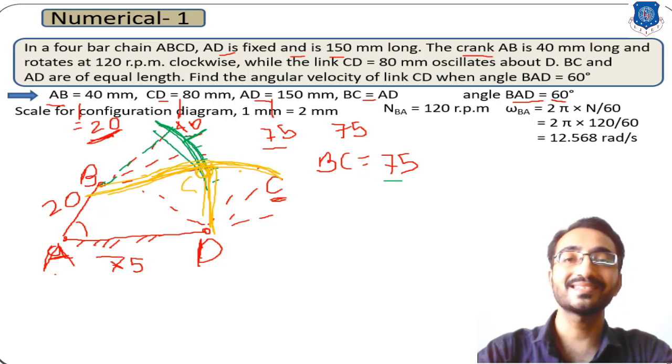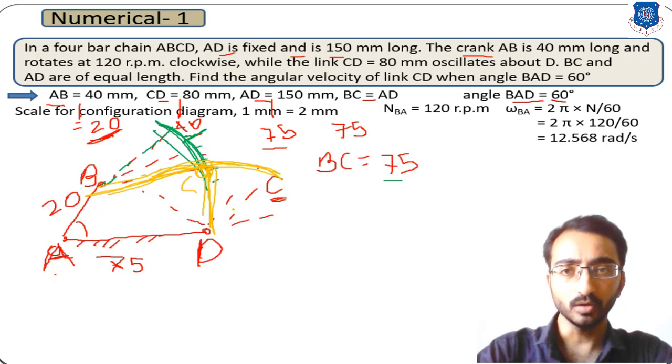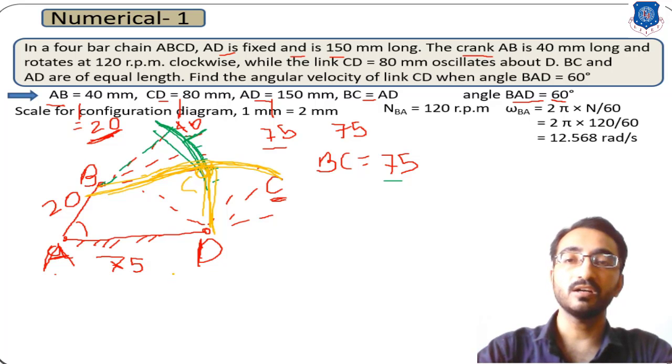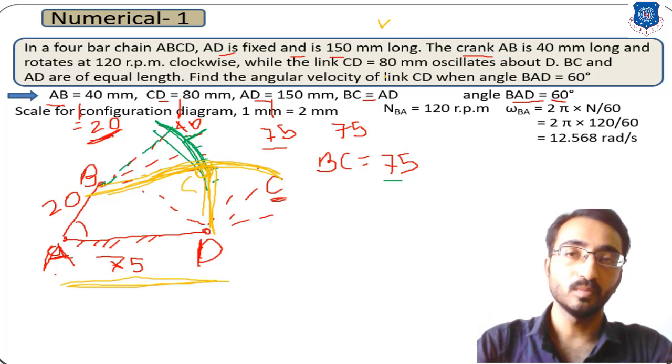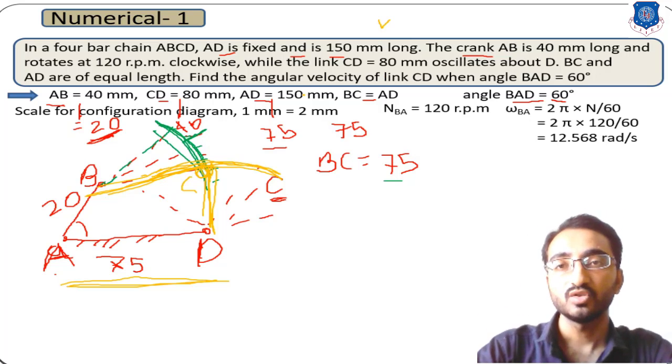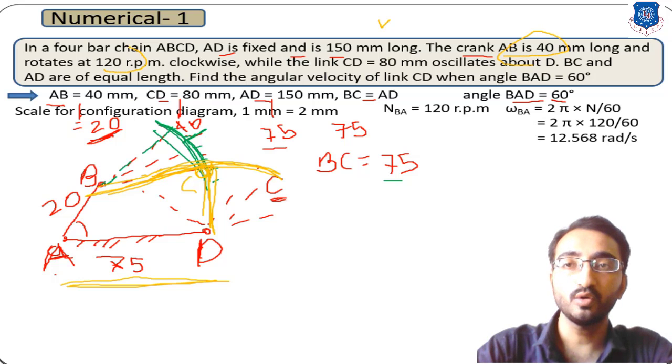In this way we can sketch the configuration diagram for any mechanism, either a 4-bar chain mechanism or a single slider mechanism. So after sketching this configuration diagram, that is the arrangement of your links and how your 4-bar chain mechanism will look, now you have to calculate velocity. To calculate velocity you must have the velocity of at least one link. In this data they have given that crank AB is 40 mm long and rotates at 120 rpm.